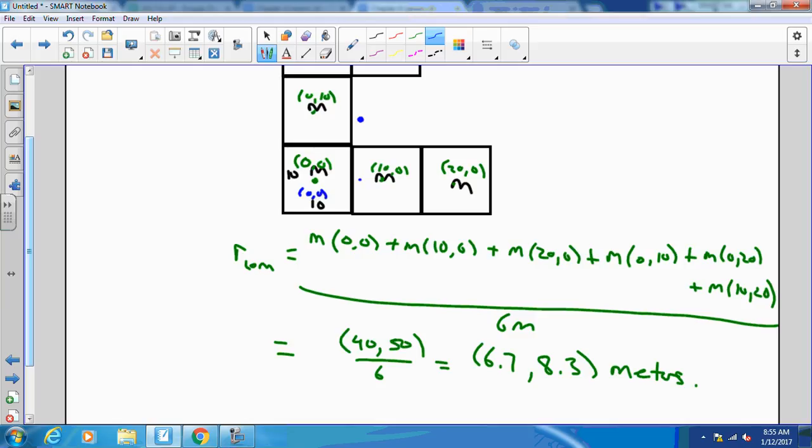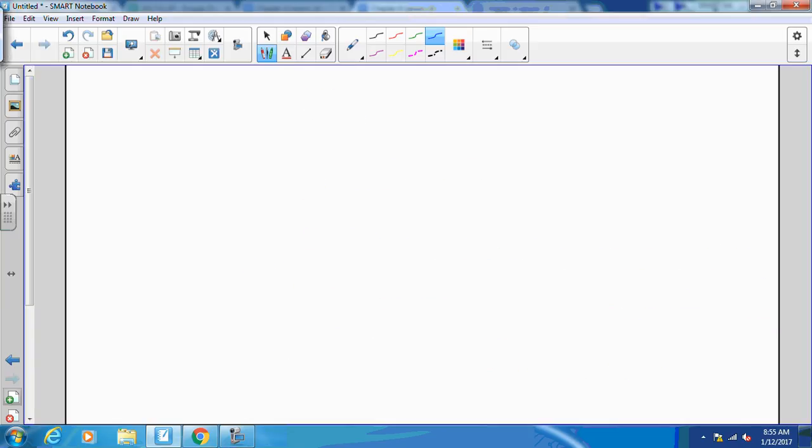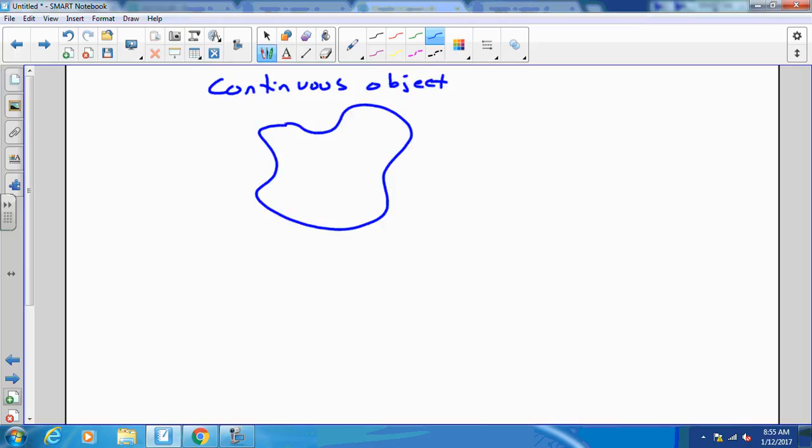What I'd like to do now is to consider what happens if our object is not made of discrete pieces, but instead is what we would call a continuous object, or an extended object. Let me speak very generally here. Let's imagine I've got an object made out of some material. And it's ugly. And there it is. So the question then is, how would we go about finding the center of mass of this object?